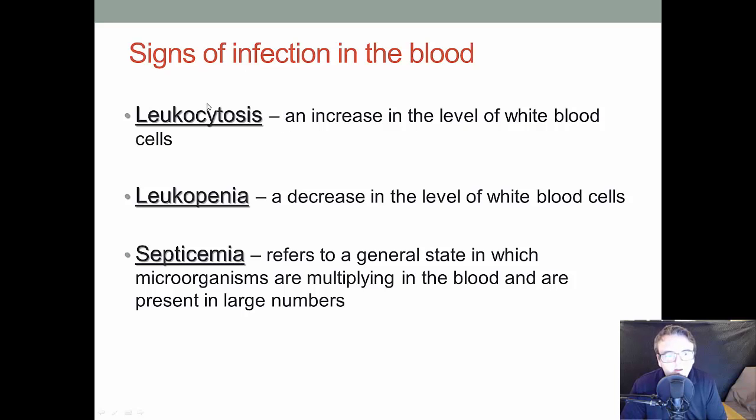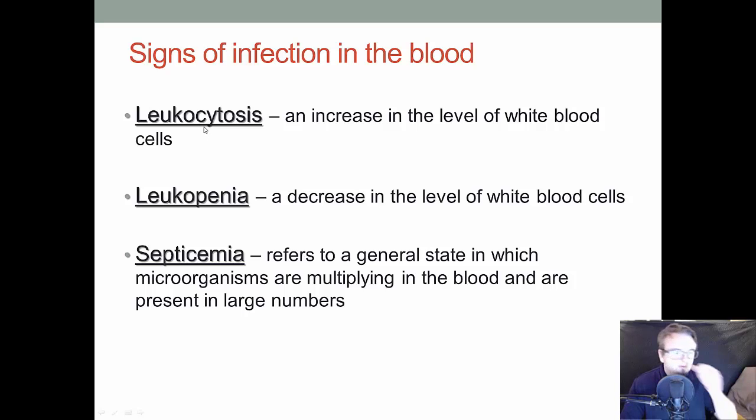So this first one here, leukocytosis, is an indication that you have a higher than normal white blood cell count. Now this is often determined by what's called a complete blood count. This is a test in which the blood is measured, typically through a computer, and the computer is giving an estimate of the number of white blood cells in a given amount of a patient's blood.